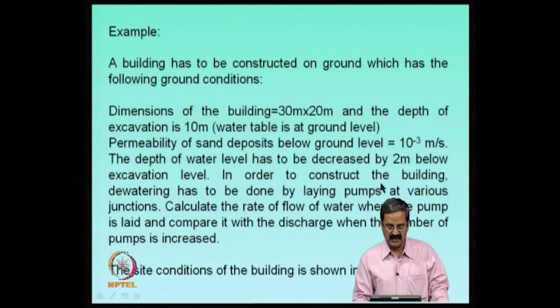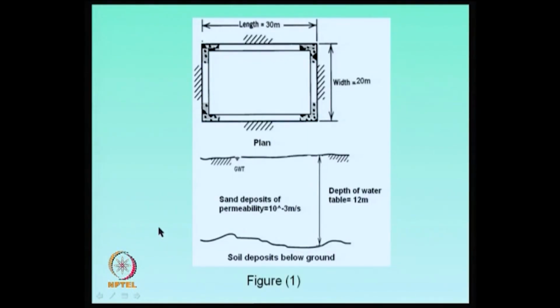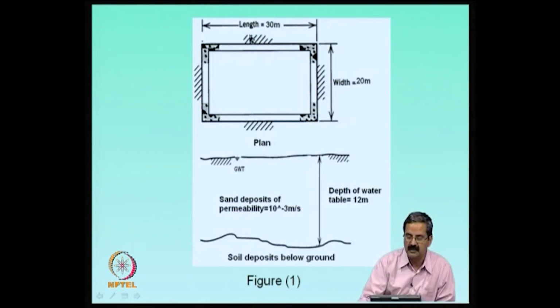So, in order to construct the building, dewatering has to be done by laying pumps at various junctions. Calculate the rate of flow of water when one pump is laid and compare it with the discharge when the number of pumps is increased. So, we would try to solve this problem. The length is about 30 meters, the width is this, and the depth of the water table lowering required is 12 meters.